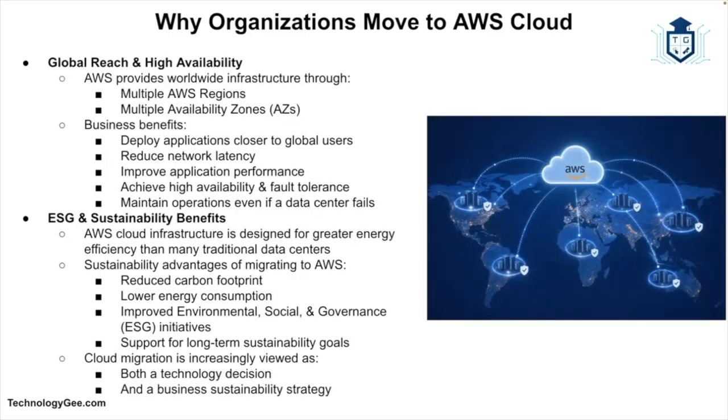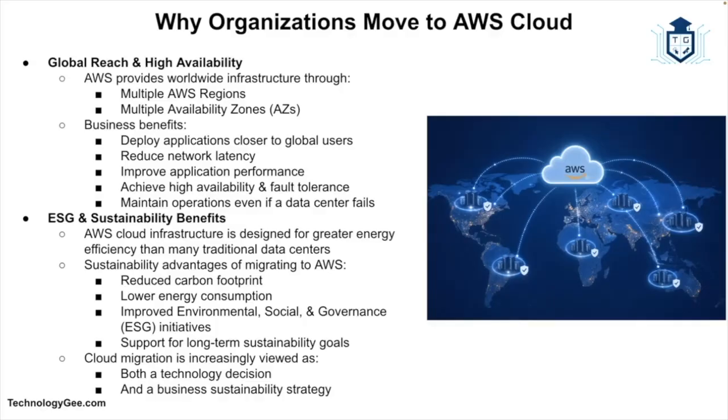There's also global reach and high availability. So with AWS, you're not limited to one physical location. AWS has regions and availability zones all over the world, allowing businesses to deploy applications closer to users, reduce latency, and improve performance, in addition to achieving high availability and fault tolerance. So if one data center goes down, your application can still run from another, and that is very powerful.